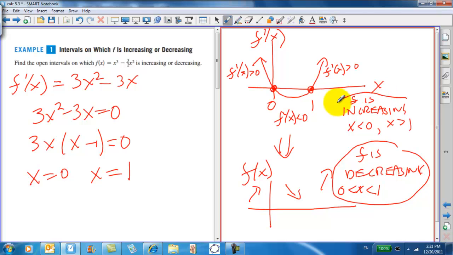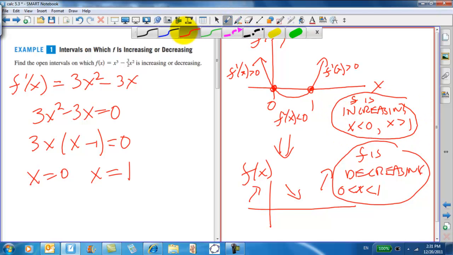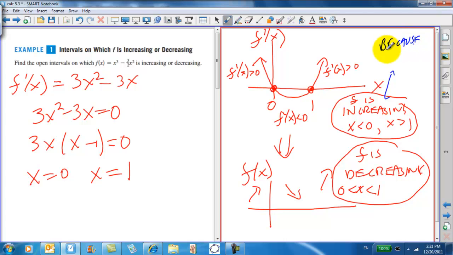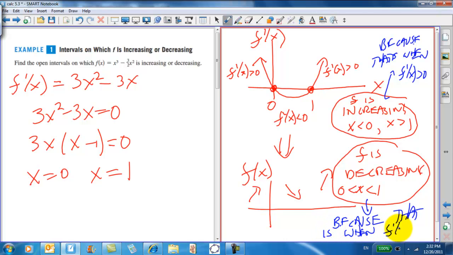Now let's circle these ideas and make sure you understand why in each case. f is increasing when x is less than 0 or when x is greater than 1 because that is when the derivative is greater than 0. And f is decreasing between 0 and 1 because that is when the derivative is less than 0. Okay? Now let's see if that bears out in a graph.